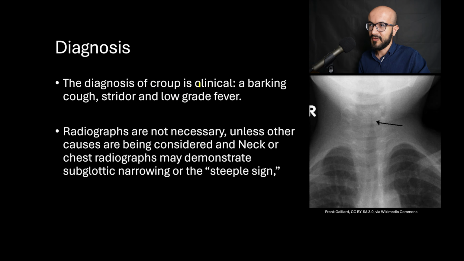Now, the diagnosis of Croup is clinical, by hearing the child cough, which is a barking cough, and by the examination hearing stridor and the low-grade fever. And radiographs are not necessary unless other causes are being considered, and neck or chest radiographs may demonstrate the subglottic narrowing or the steeple sign, which is shown here. As you can see, there is narrowing of the trachea. So this is the trachea here, comes here and narrows. So this is described as the steeple sign.